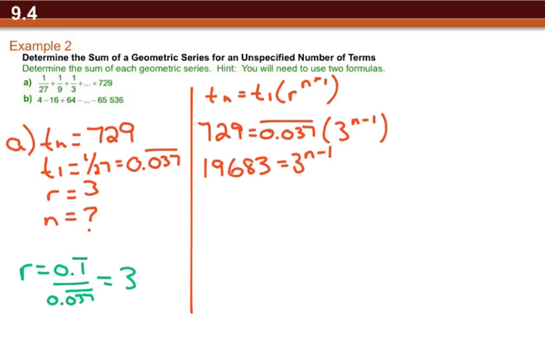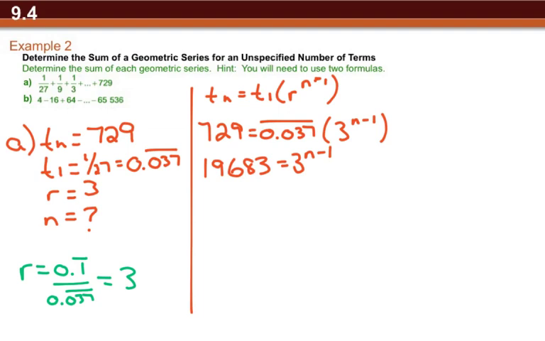And at this point we come up to a type of equation that we've never actually seen before. We've never had to deal with a variable in the exponent. So the way we need to deal with this is we know that 19,683 is going to have to equal 3 to the power of something.